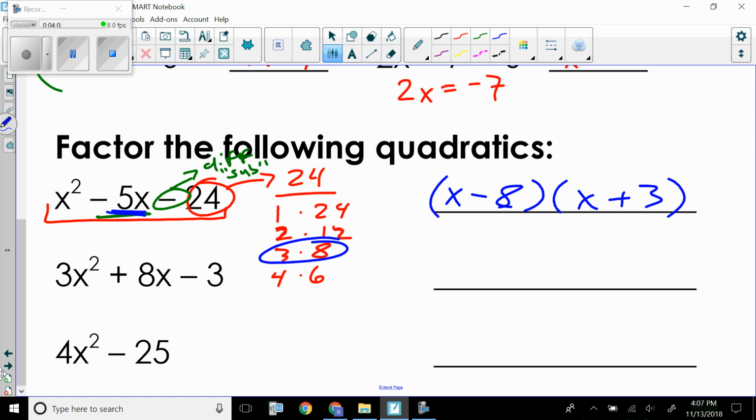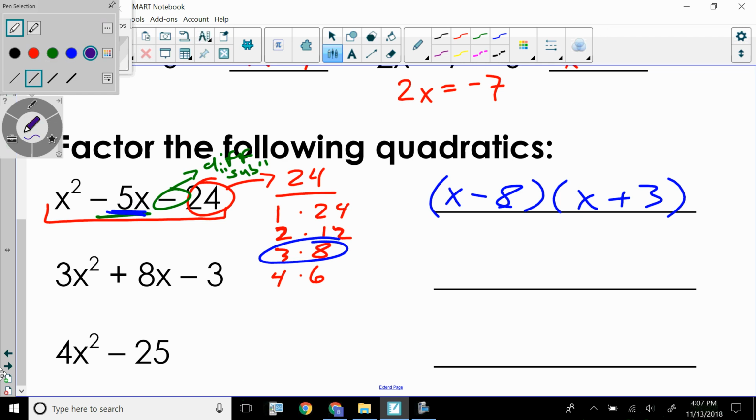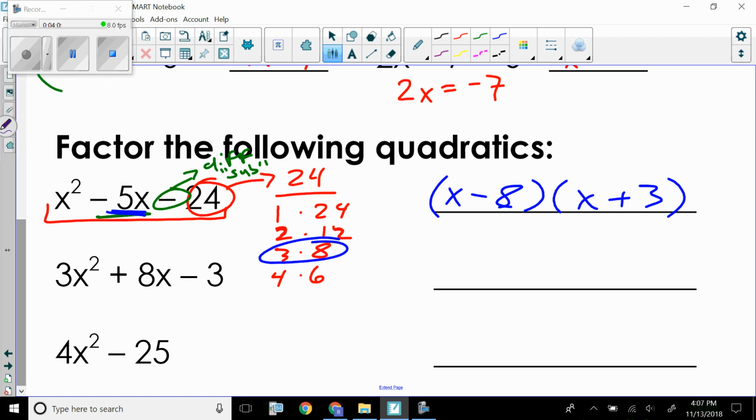Then the next one, as we look at it, we have a little bit different problem. Now instead of being able to do the what two numbers, we have to use the guess and check. When we're doing guess and check, we draw our parentheses, we break down the 3x squared. That would be a 3x and an x. Then we will break down the 3. I have what? 3 and 1, and 1 and 3. Well, I needed to get up to an 8, so I think I'll put the 3 over here and the 1 there.